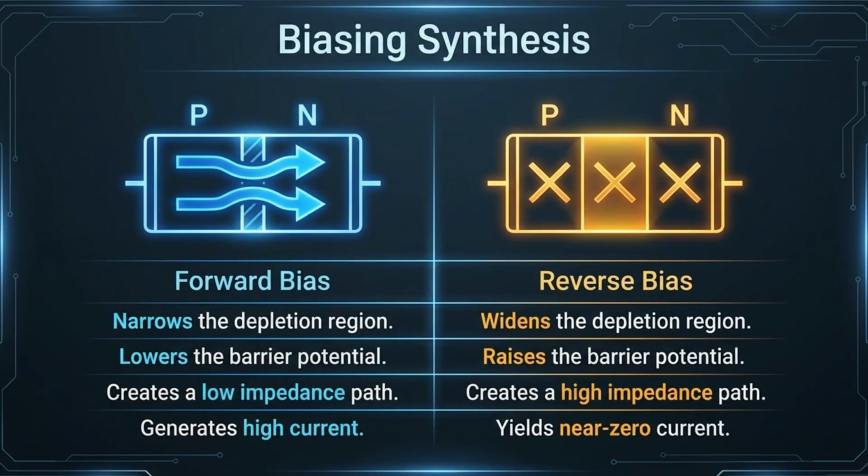Forward bias narrows the depletion region, lowering the barrier potential, creating a low impedance path and generating high current. Reverse bias widens the region, raises the potential, creates high impedance, and yields near zero current.